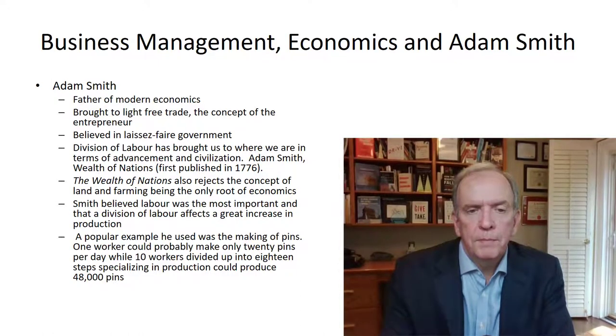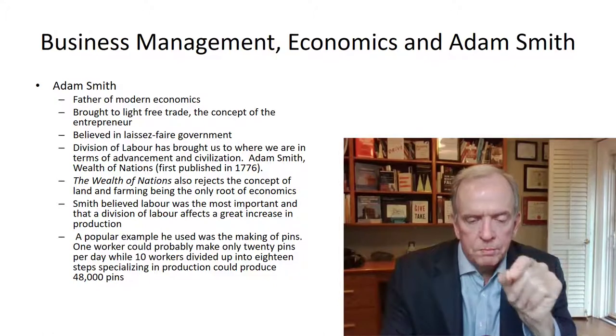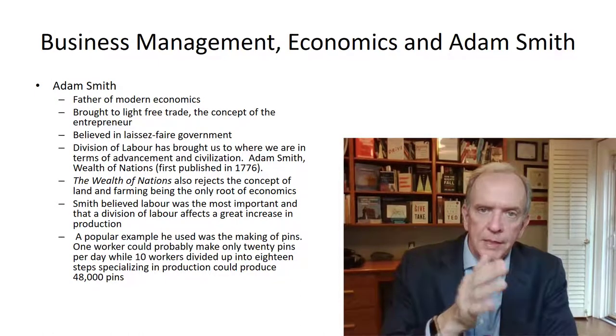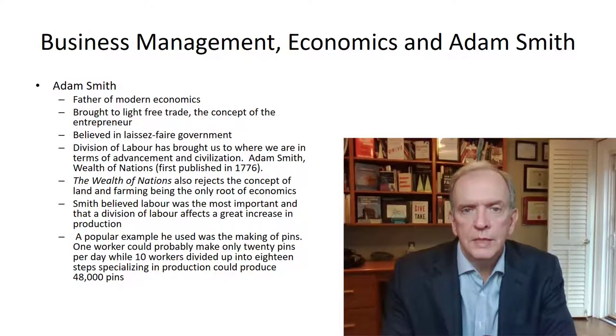So he brought to light the benefits of free trade and the concept of being an entrepreneur. A big part of it is the division of labor, which is important to us in this course, and we'll bring that up in different areas. He has a pin example in his book, where one worker could probably make only 20 pins per day, while 10 workers divided up into specialties, doing something very specialized in the development of the pins, could produce around 48,000 pins per day at that time. So one person doing everything from beginning to end is not the most productive or efficient way of doing things, and it can be dramatically improved through the division of labor. He was probably the one that publicized that concept very early on.